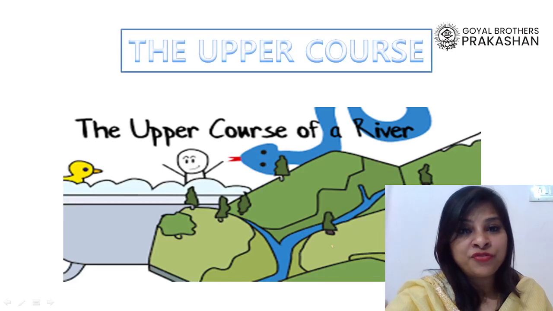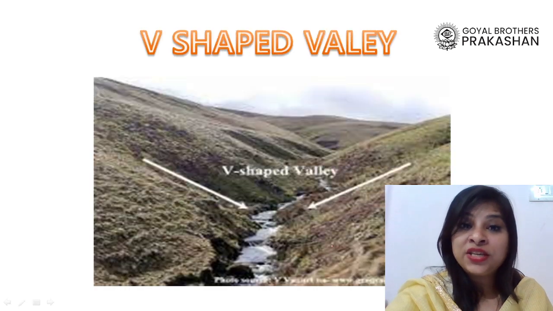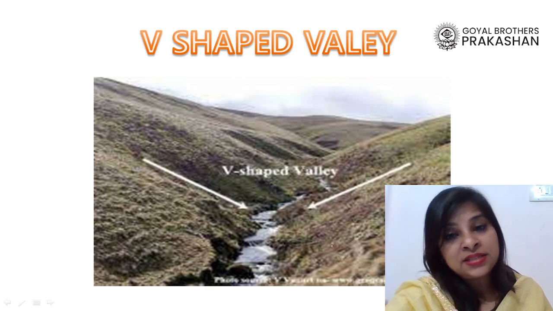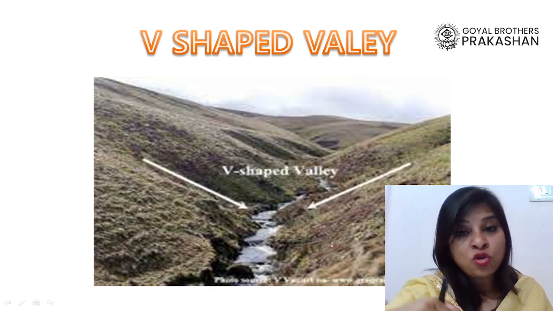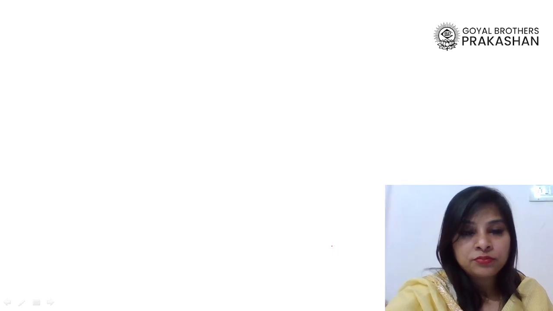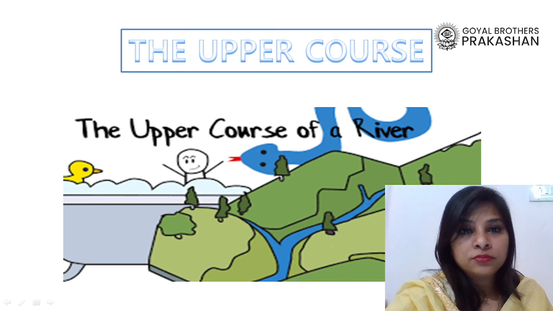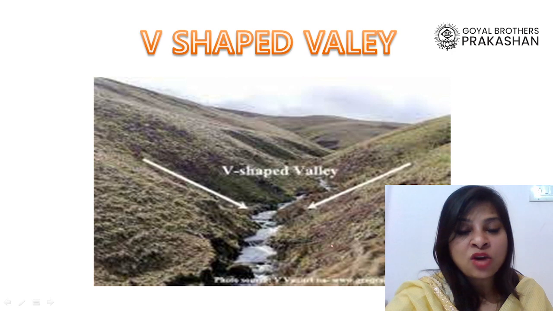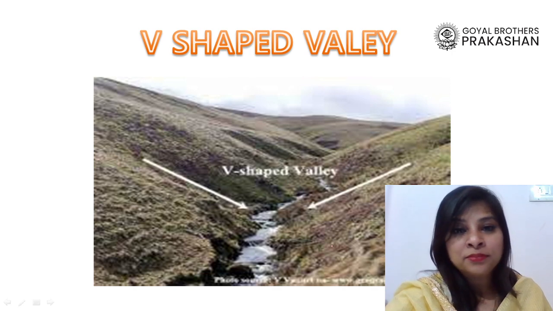The upper course of a river. It is called the upper course because that is where the river originates. It comes from a high slope, so that is the upper course. V-shaped valley. I was showing the upper course of a river. This is how a V-shaped valley looks, and then you have the river flowing over there.